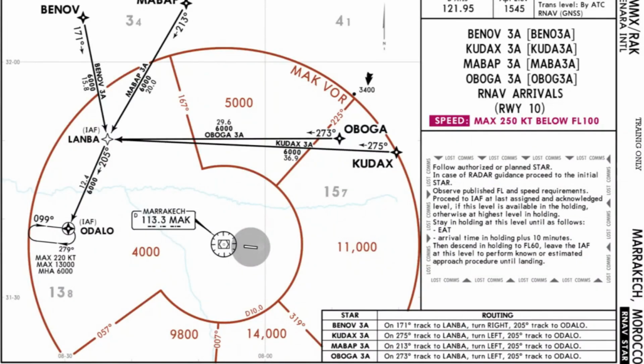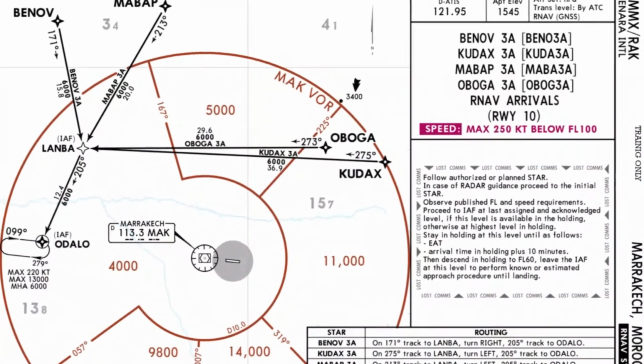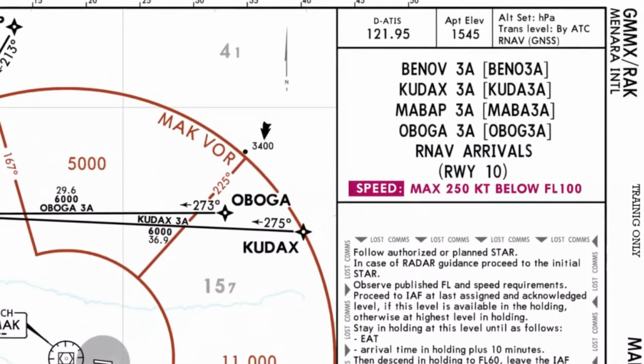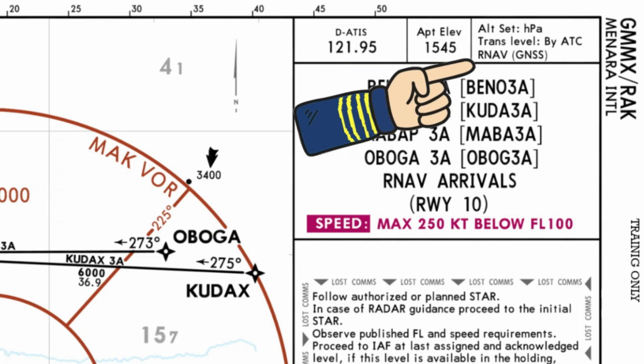Let's take another example. This is Marrakesh in Morocco, and you see that we can see RNAV STARs. So these are STARs that can only be flown with an area navigation system, and I can see on the chart it says RNAV GNSS. So it seems that your area navigation system must be based on the GPS.